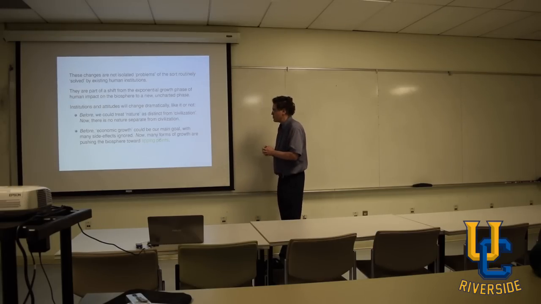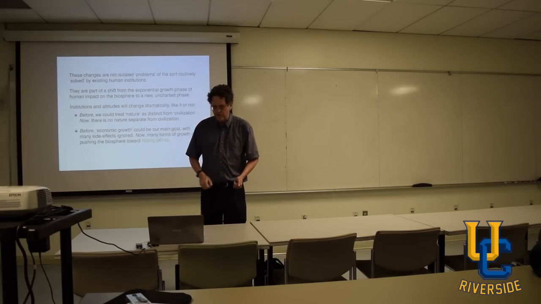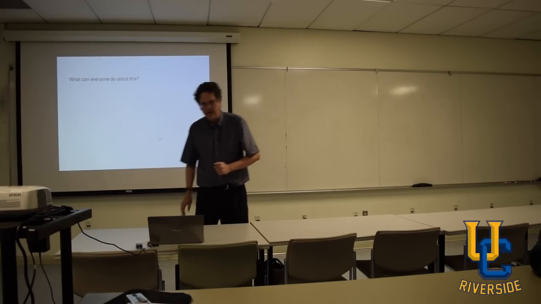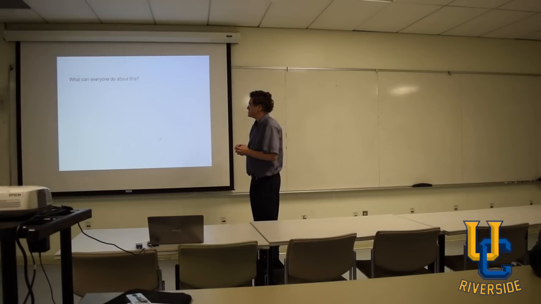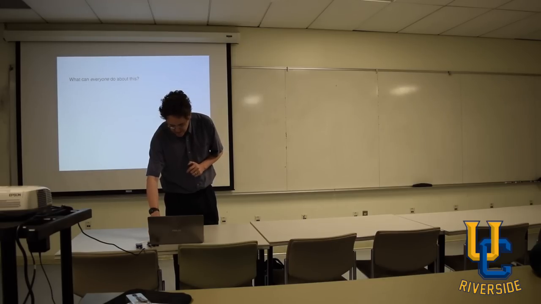So many forms of growth are actually pushing our biosphere towards various tipping points, points at which things can really start to fail. So if you have massive crop failures due to droughts, you can say, whoops, we grew a little bit too much. Okay, so that's the issue, that's the situation we're in. So what can we do about this? First of all, what can everybody do about this? And then I'll talk a bit about mathematicians, because this is a math talk, believe it or not. It's a weird kind of math talk.